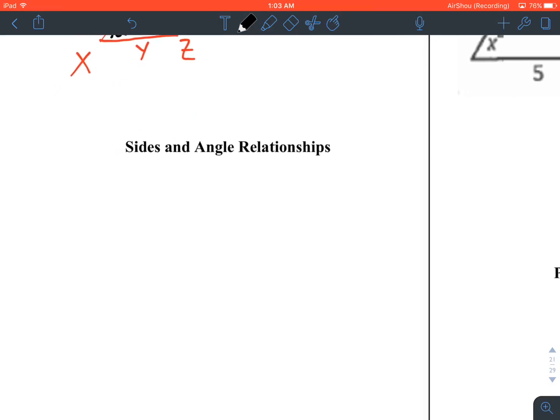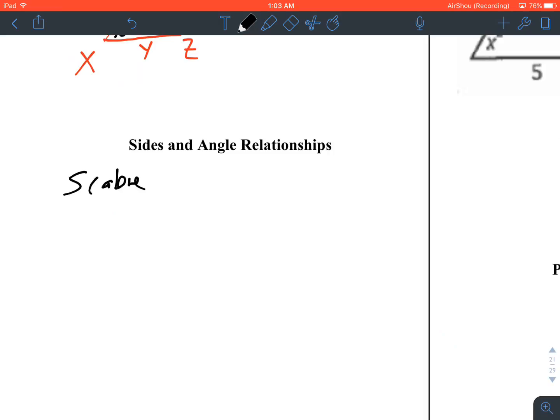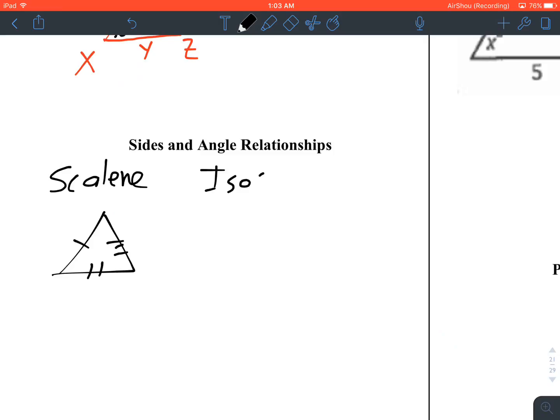Well, let's talk about some special triangles. The scalene triangle is a triangle in which all the sides have different lengths. An isosceles triangle, I'm having a hard time writing. Isosceles has at least two sides the same length. So this third side could be the same, it could be different.